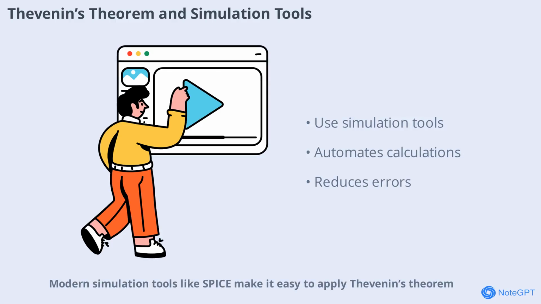Modern simulation tools like SPICE make it easy to apply Thevenin's theorem. These programs can automatically calculate Thevenin equivalents for complex circuits, saving time and reducing errors. Learning to use simulation software alongside traditional analysis methods will make you a more versatile and effective engineer.